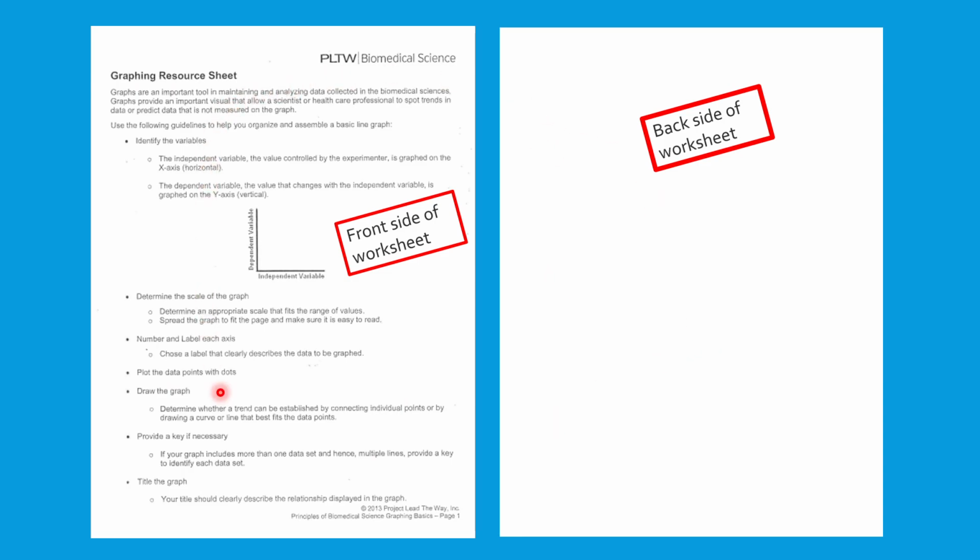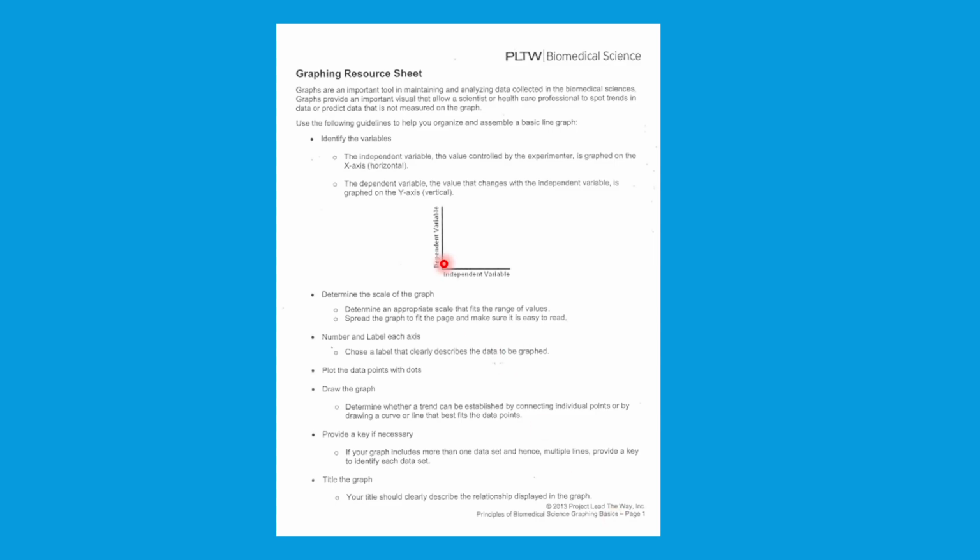We are going to add information to the front side, and we are going to write some stuff on the back. So you'll need to do both. We are starting on the front side. Graphing resource sheet. This is going to be important because in class you're going to be making some graphs, and you need to make sure that you make them correctly, otherwise you'll have points taken off.